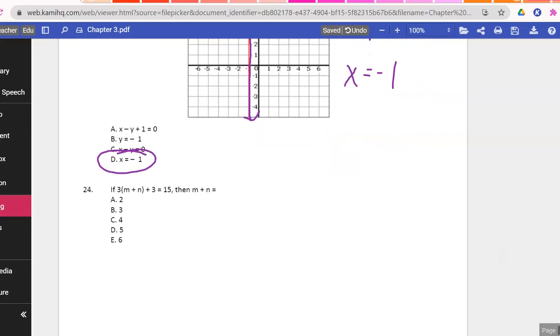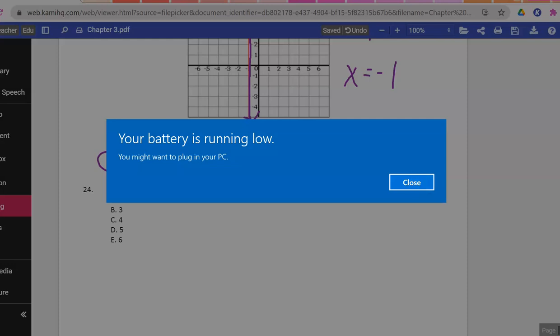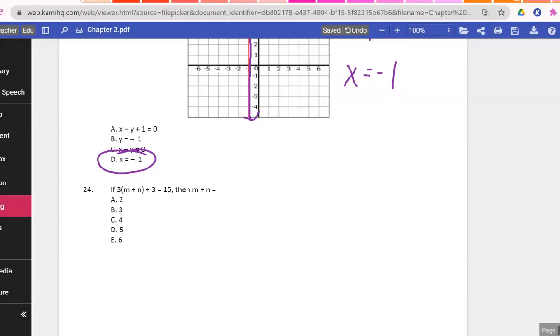24 looks kind of like things that we did in chapter 2, but it's in here with chapter 3, because you have two variables. So if 3 times the quantity m plus n, plus 3 equals 15, then what does m plus n equal? You can use guess and check, you can use whatever you want to use here, but we're looking for kind of this whole entire thing rather than just one variable. So 3 times m plus n plus 3 equals 15.